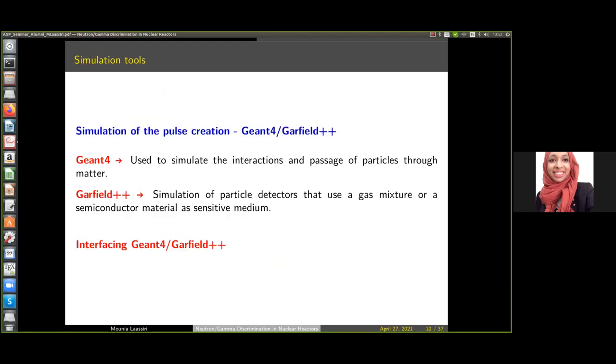So yeah, for some reasons of nuclear safety inside our Moroccan Triga Mark II reactor, we decided here to simulate our fission chamber by interfacing two simulation toolkits, Geant4 and Garfield++. Geant4 is used to simulate the interactions and passes of particles through matter, and Garfield++ is used for the simulation of particle detectors that use a gas mixture or a semiconductor material as a sensitive medium. So here we have created an interface between Geant4 and Garfield++ in part for the simulation of our electrical signal.